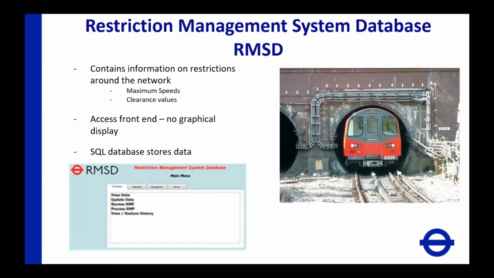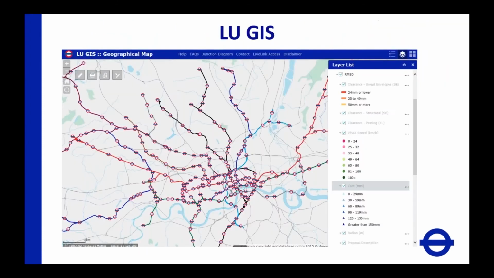So all of this restrictions data is stored in a database, which we call the Restriction Management System Database, or RMSD, a lot easier to say. And this is a SQL database with an Access front end, which I've got a nice blurry picture of there. But this database hasn't got any graphical display in it. It's just going to have, again, those measures saying from this measure to this measure, this is the kind of restriction that's in place there. So what this project was looking at doing is taking some of that data and putting it into our GIS system.